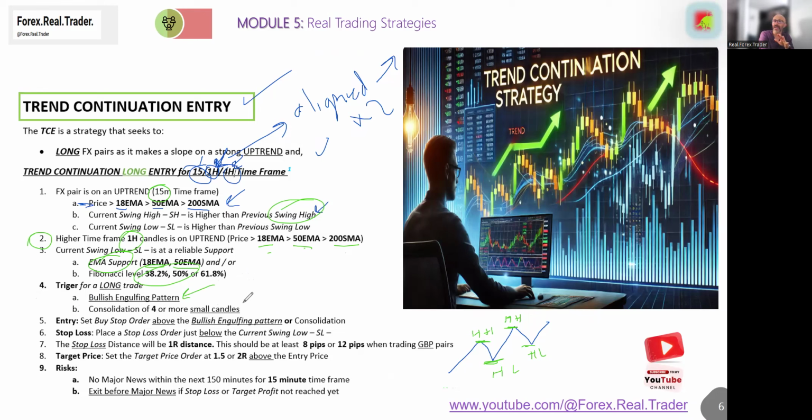The first scenario is if there is a bullish engulfing pattern, right, to enter in order to place my entry. Or the second scenario is if I have 4 or more small candles in a consolidation pattern. Okay, so that is something that we're going to analyze on the markets. Okay, also a sound entry according to all the criteria.